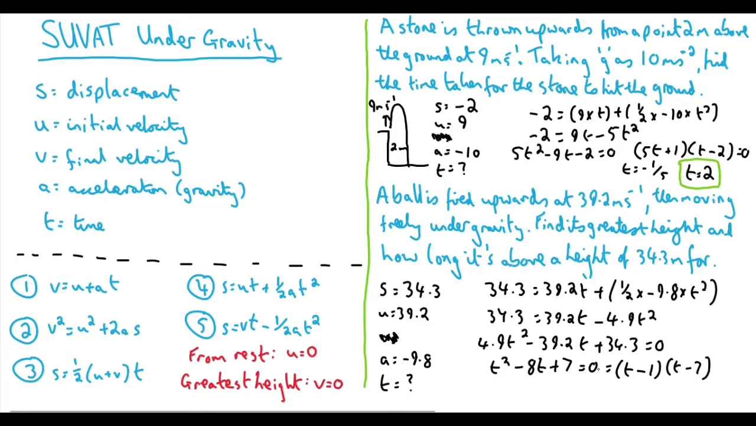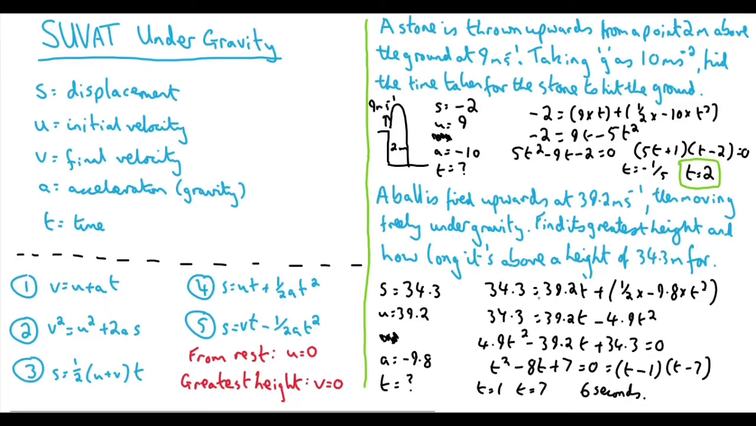From these brackets then, if we just want the values of T at which it is at 34.3 meters, you'd have T is 1 and T is 7. These are the values you would have got from the quadratic formula if you'd done it that way. The questioner is specifically asking how long it is above this height of 34.3 though. So if we know that it goes up through the threshold of 34.3 at 1 second and comes back down at 7 seconds, it's above that height for 6 seconds.